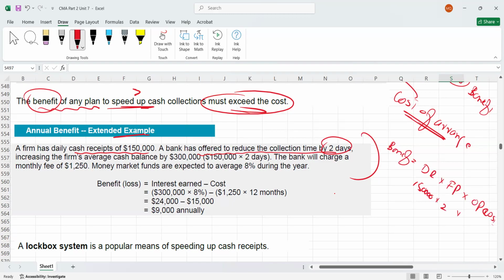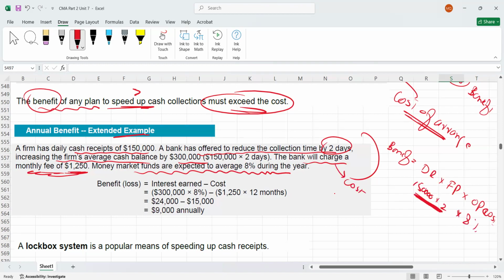And then they're saying that this increases the firm's average cash balance by 300,000. If you multiply these two, okay, the bank will charge. This is actually the cost information. The bank will charge a monthly fee of 1,250. This is the monthly fee. The money market funds are expected to average 8% during the year. This is actually the opportunity cost, 8%.